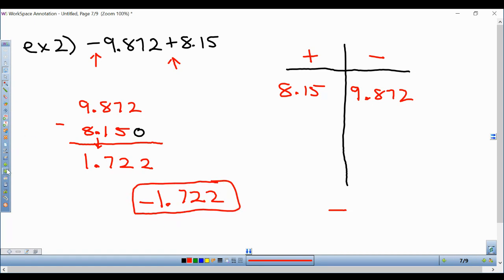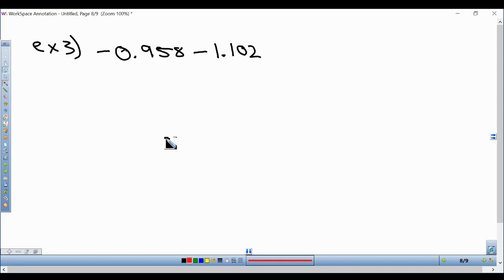All right, we're going to move on. Here we have negative 0.958 minus 1.102. If you want to stop, pause the video, and see if you can solve this on your own, go ahead. For those of you that are going to continue to work with me, go ahead and make your scoreboard. We have a positive team and a negative team. So let's look at the number in front. 0.958. Is that a positive number or a negative number? We're going to look at the sign that's in front. It is a negative number.